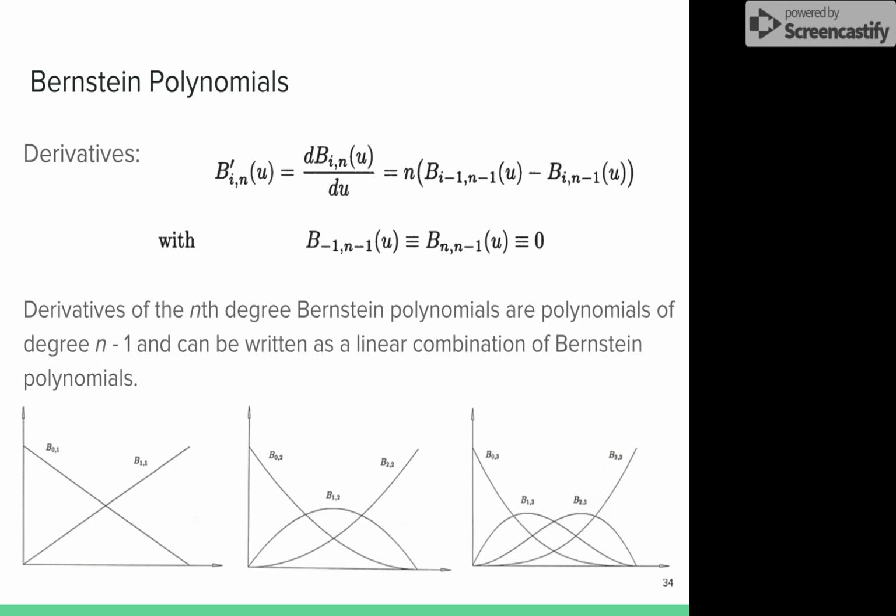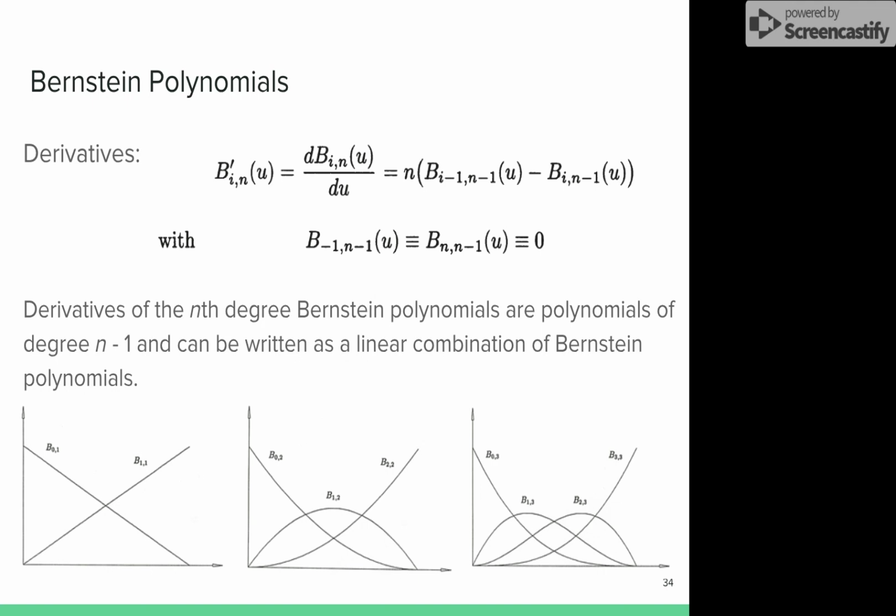I would like to point out that a Bernstein polynomial where i equals -1 and n equals n minus 1 is equivalent to a Bernstein polynomial of i equals n and n equals n minus 1, which is equivalent to 0. Derivatives of the n-degree Bernstein polynomials are polynomials of degree n minus 1 and can be written as a linear combination of Bernstein polynomials.